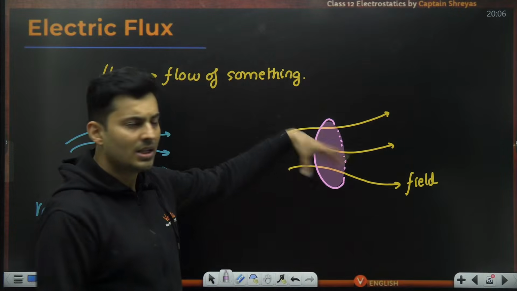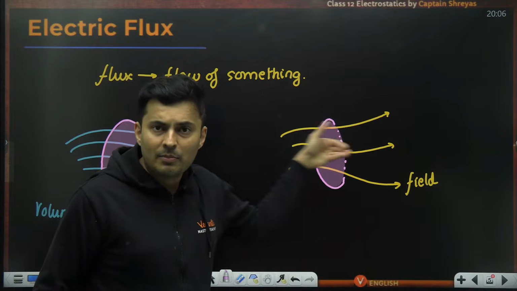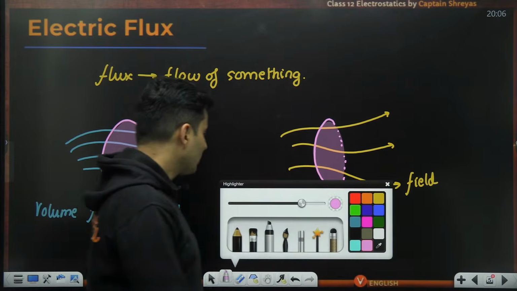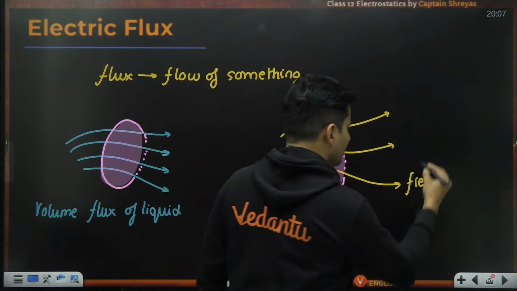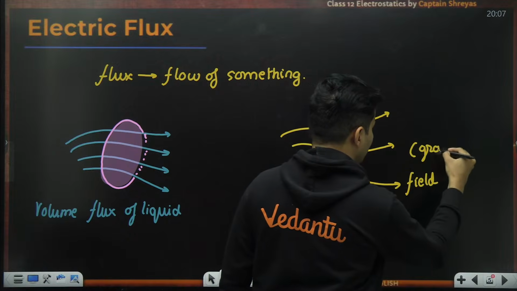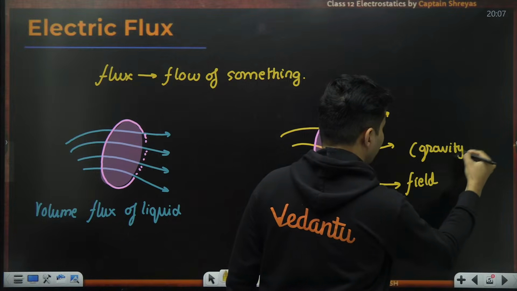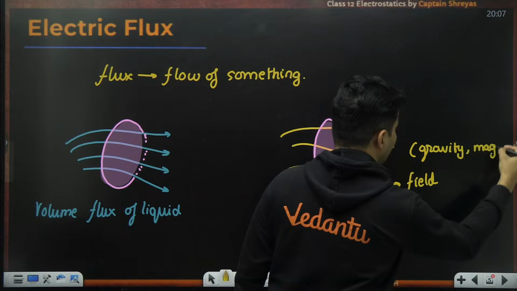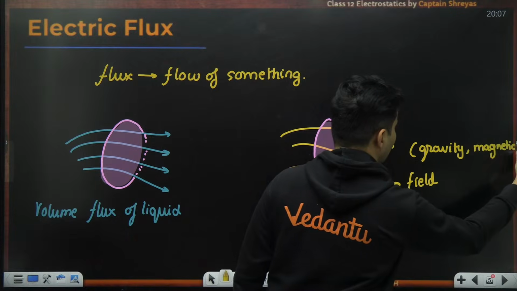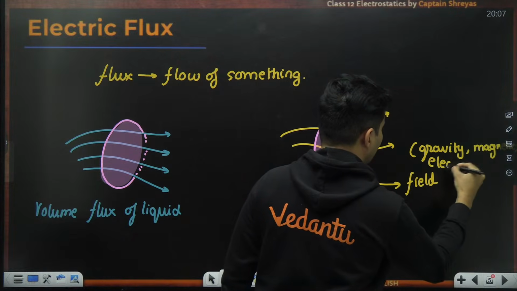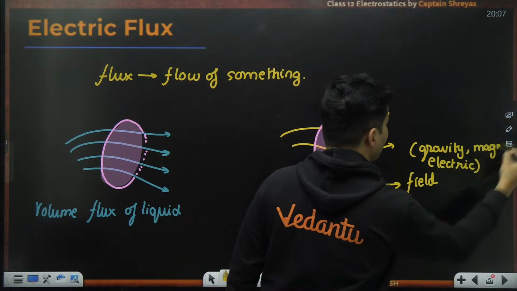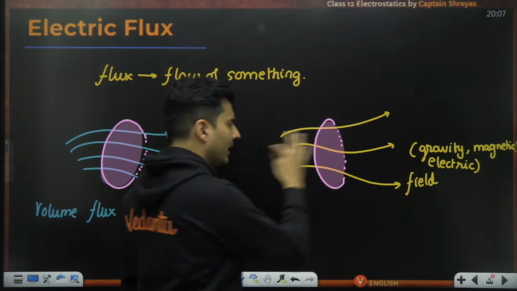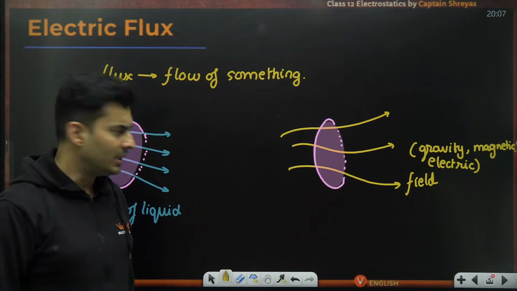There is some flux which is associated as it pierces through that area. So this field could be anything. This field could be a gravitational field. This could be magnetic, or this could be even electric. It really doesn't matter. Accordingly, that kind of flux will be associated with it.